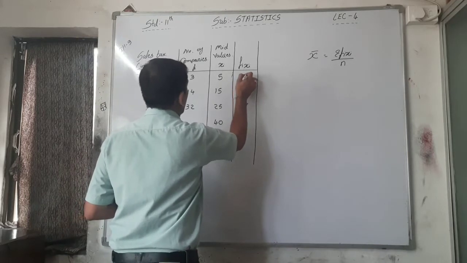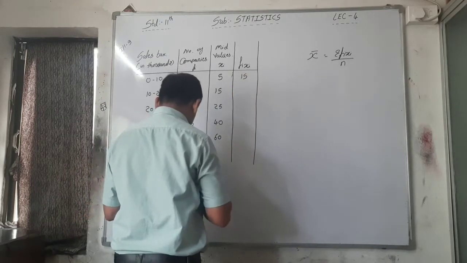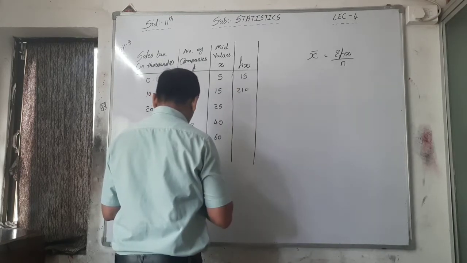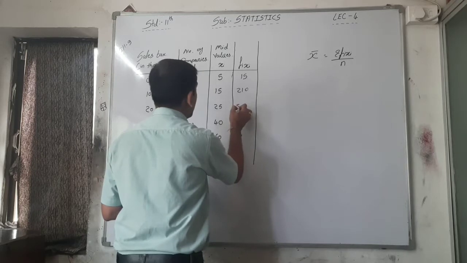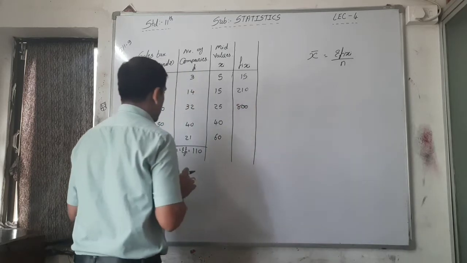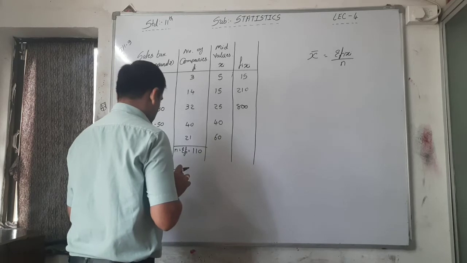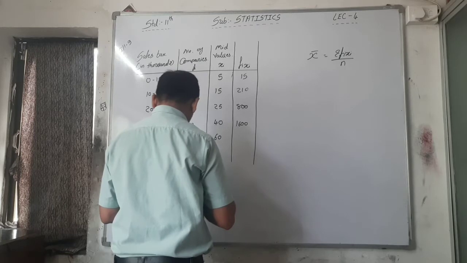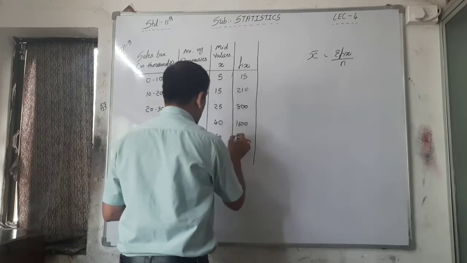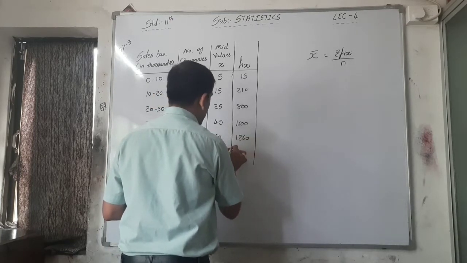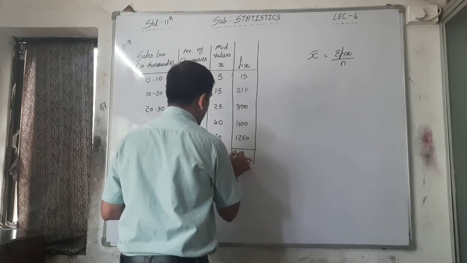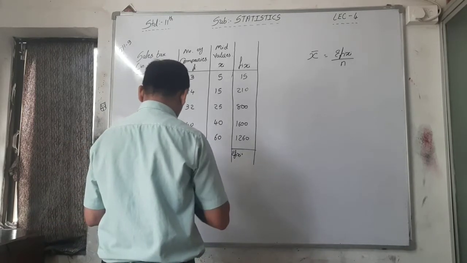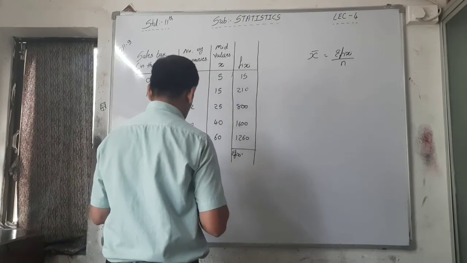3 5s are, first of all, 15. 15 into 14, 210. 25 into 32, 800. 40 into 40, 1600. And 60 into 21, 1260. So sigma fi xi in total, it is 3870.